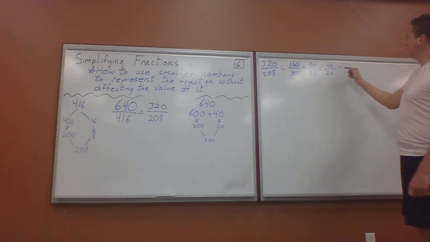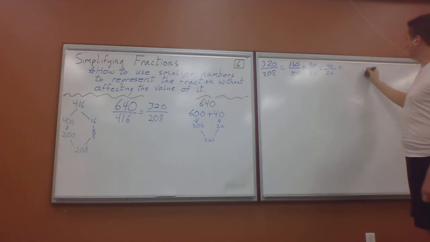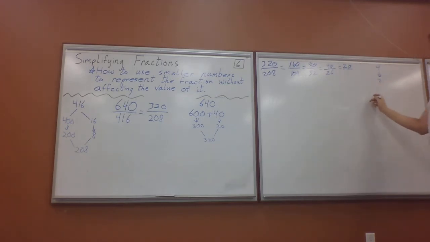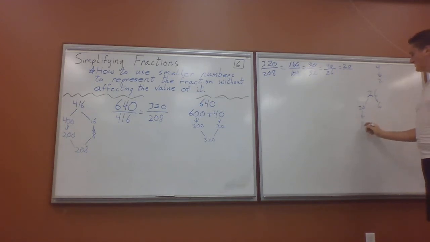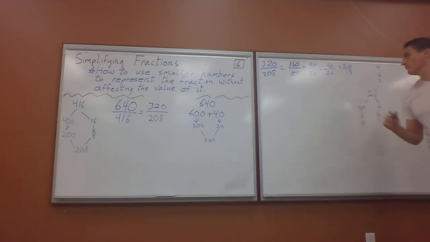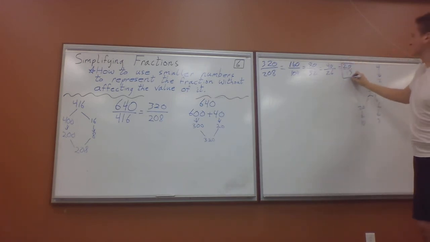All right. So half of 40. I know that half of 4 is 2, so that's going to be 20. Half of 26. Let's see, I could go half of 20 and half of 6. Half of 20 is 10, half of 6 is 3. So 13. All right, so 13 is a prime number. We could not possibly simplify this any further.